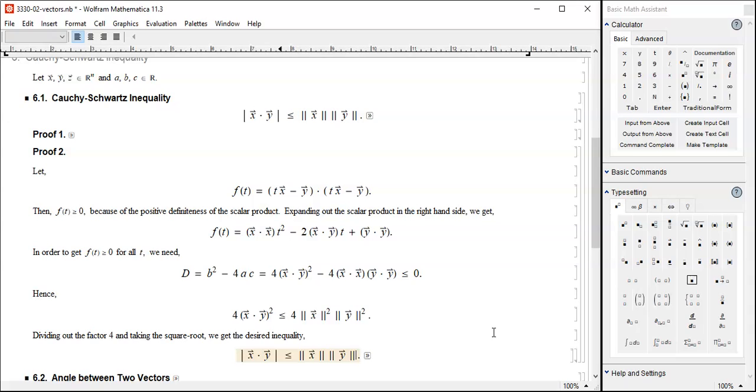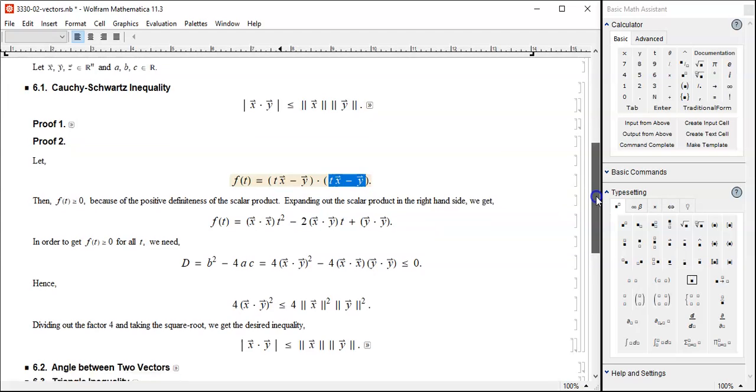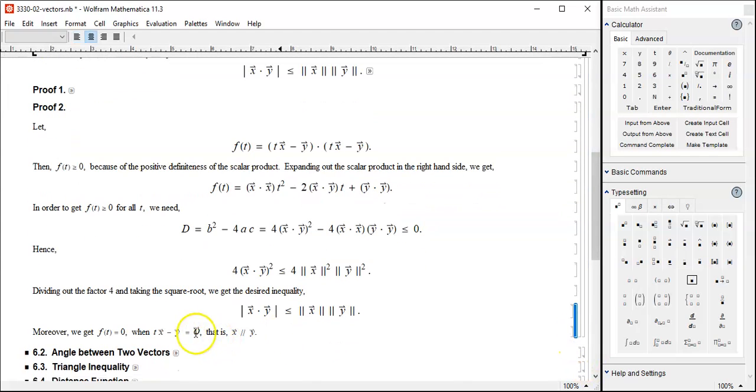Now, when do we have equality here? Well, one way to see it is going back to this discriminant, where b squared minus 4ac is equal to 0. In that case, let's see. No, that's not really helping. We'll have to go over here, and that's becoming equal to 0, which means tx minus y is equal to 0. In other words, y equals tx. So x and y are parallel. We have parallel vectors. That's another proof.